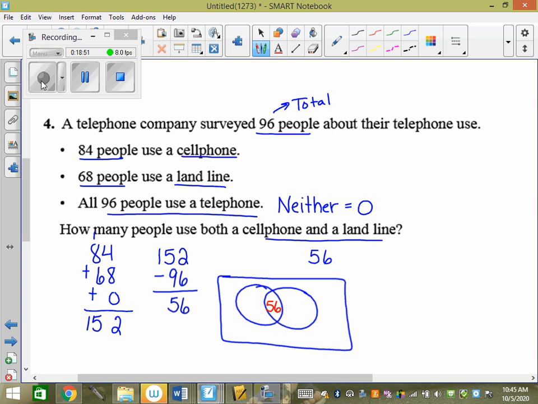So we put our 56 in here. We have cell phone and landline. We do 84 minus 56, and that's what? And then we do 68 minus 56, and that's? And how many are on the outside? None. So if I said cell phone only, you would tell me it's 28. If I said landline only, it would be 12. But I still have to find the and first, right? So remember that. When I ask for cell phone only or landline only, I'm making you find the and without saying, hey, you have to find the and.